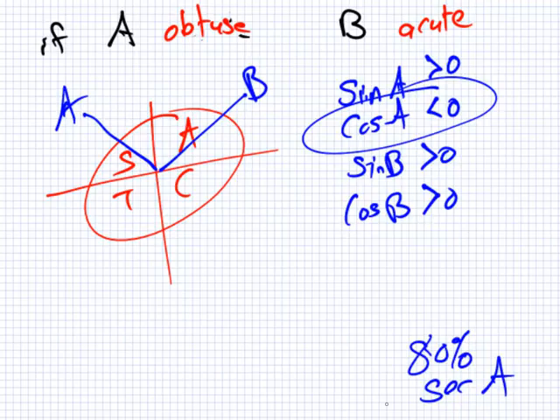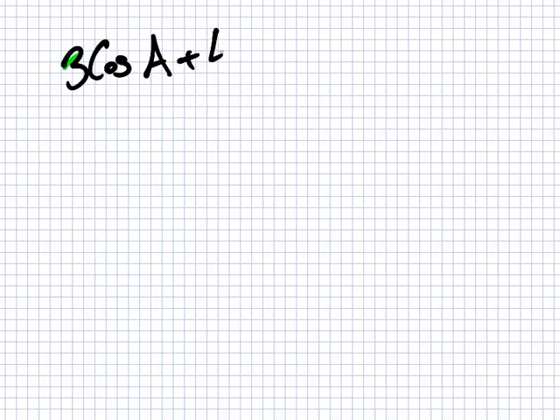So we've done a few of these. You get the idea with the circle. Right, one last example here. I would like to simplify 3 cos A plus 4 sine A.